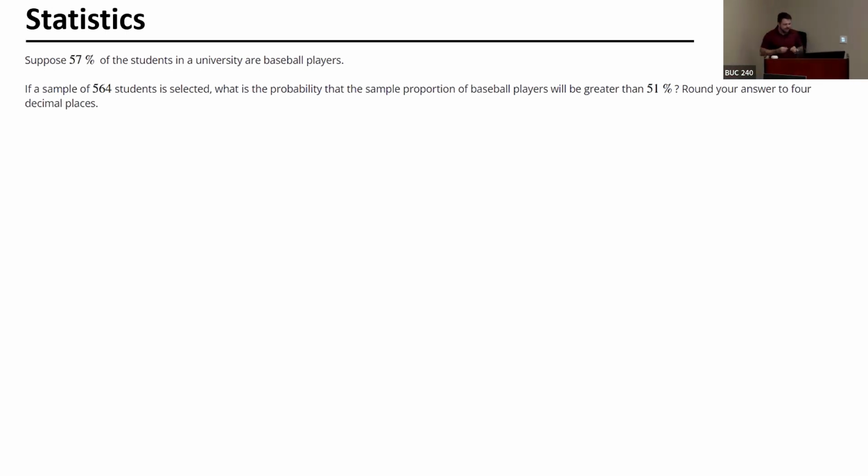So anyways, I digress. Sometimes these math books, I wonder if they were thinking about what they were using as an example when they wrote this. If a sample of 564 students is selected, what is the probability that the sample proportion of baseball players will be greater than 51%? Round your answer to 4 decimal places, obviously, because we're dealing with probability.